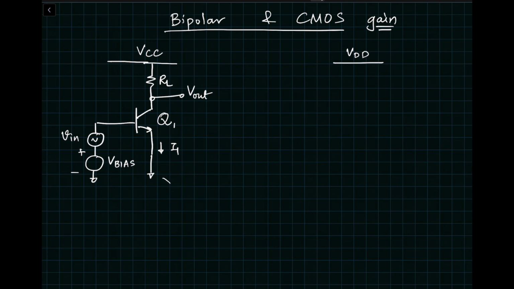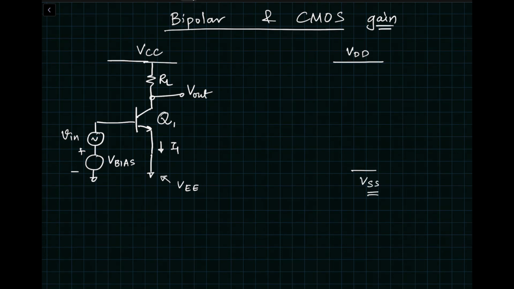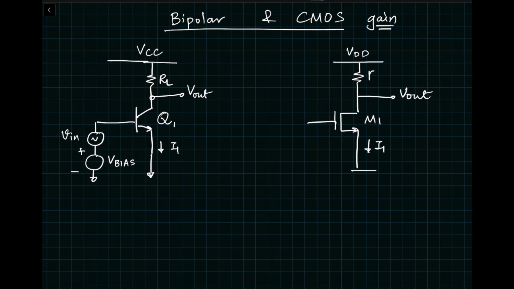Similarly, the negative potential is called VEE because it's the emitter, and the negative potential that you apply in the MOSFET circuit is called VSS because it's the source of the device. However, in all our analysis, we just use ground for simplicity. So in this case, this is transistor M1, this is the current I1 flowing, and here also we have RL.